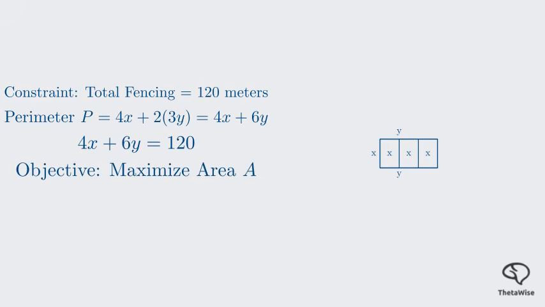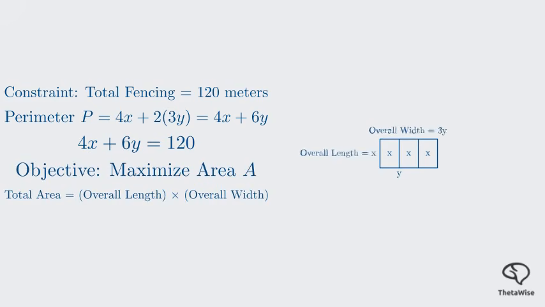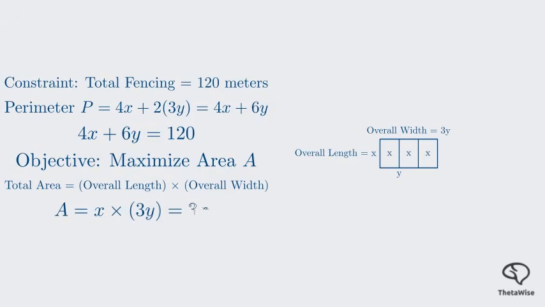Second, let's write the objective equation. We want to maximize the total area. The total area of the 3 pens is simply the area of the large outer rectangle. That's its overall length, x, multiplied by its overall width, 3y. So the area, A, equals 3xy. We have our 2 equations.